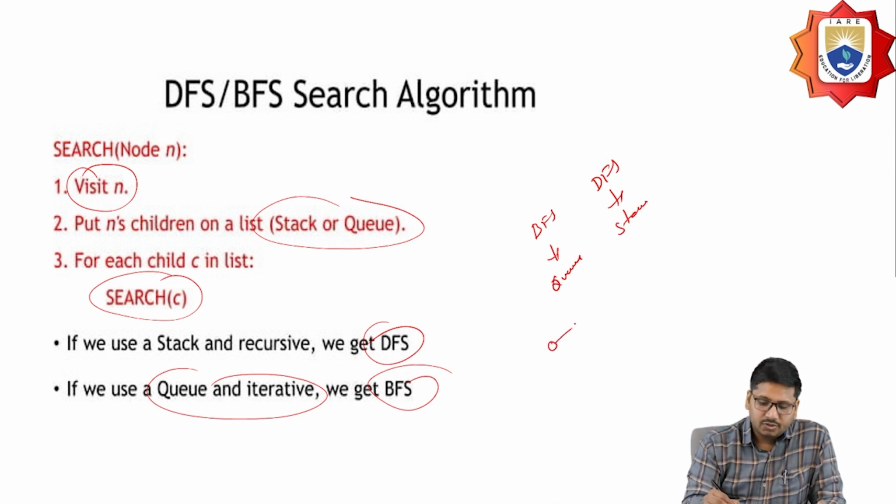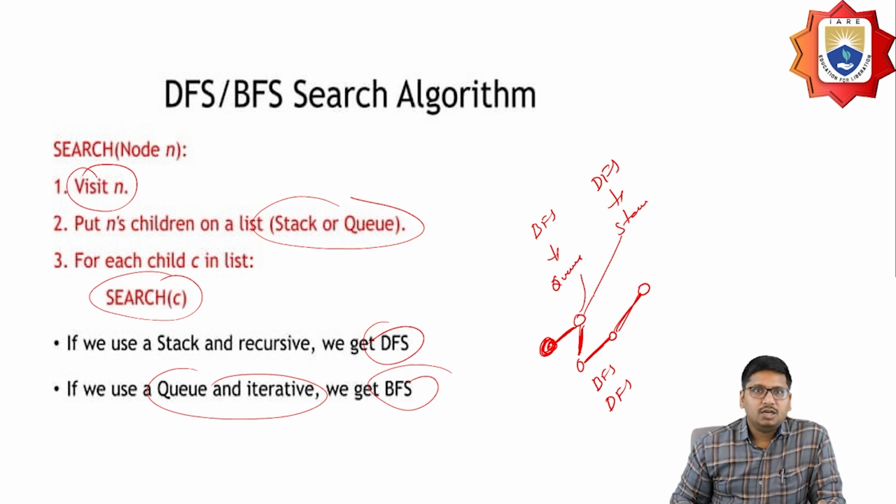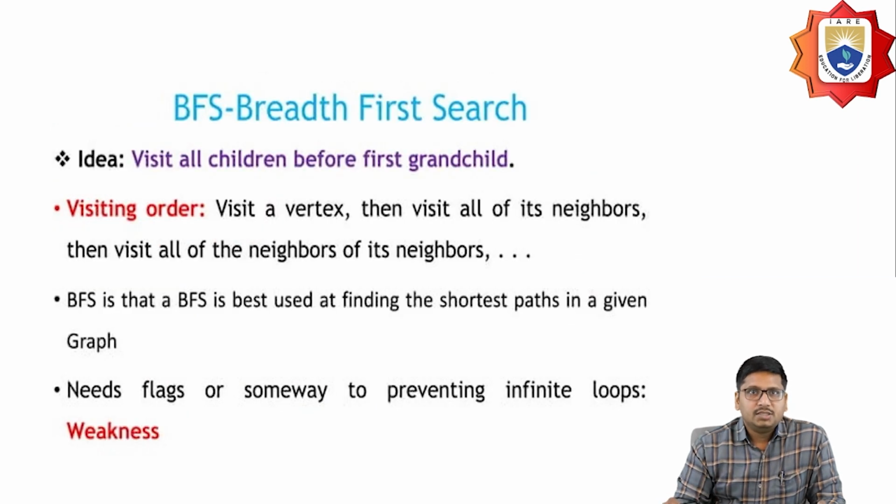So traversing means visiting all the nodes in the graph exactly once. For that, we are going to use two traversing techniques: the first one is breadth first search and the second is depth first search. First we visit the node, and then we put the children of this node into a list data structure, either a queue or a stack, and then again search the children of those. So let's see the first one, that is breadth first search.